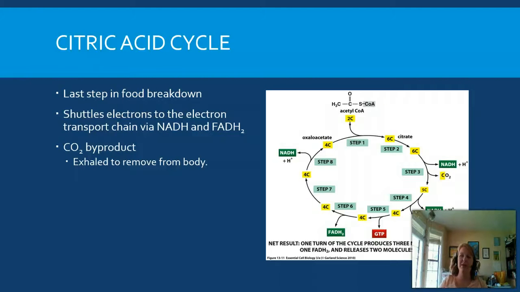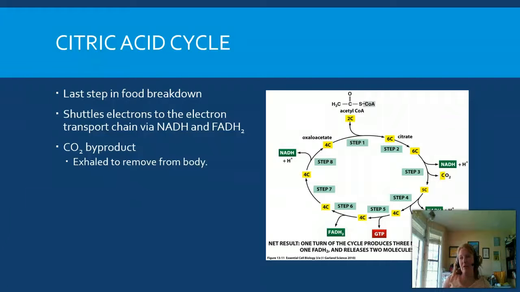And what it is, it's the last step in food breakdown. This means that it's the last place where we remove as many electrons as we possibly can from this food molecule and shuttle those via those high energy electron carriers to the electron transport chain. And then this is also where CO2 is produced, and it's a major byproduct that's exhaled as we go about our daily lives. This is part of our breathing process. And so that's where it comes from.